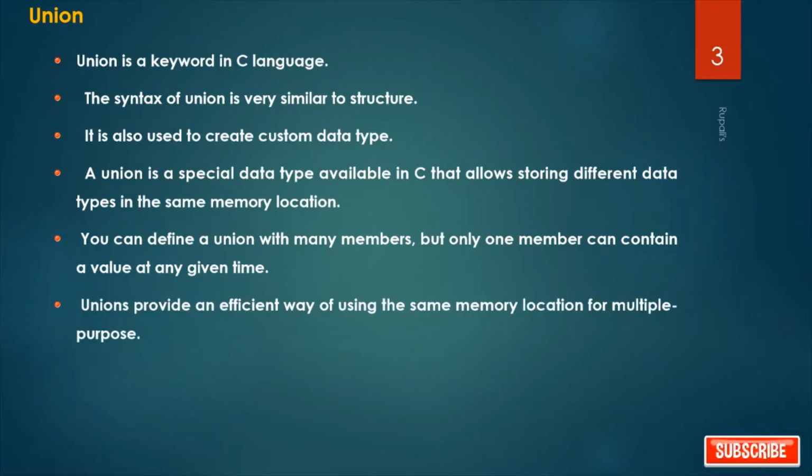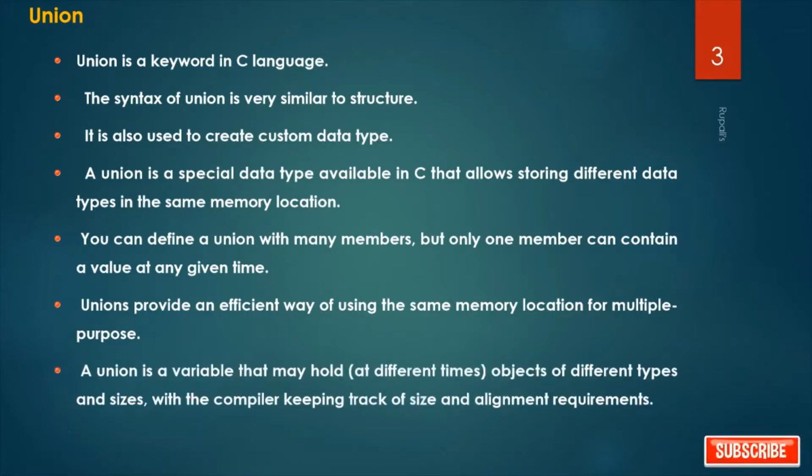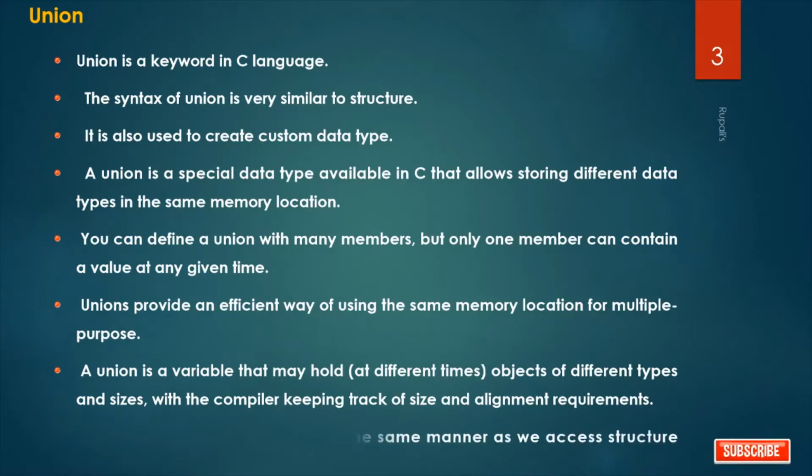By union, we can save memory and we can share memory, and it gives an efficient way to share memory for multiple purposes. A union is a variable that may hold at different times objects of different types and size, with the compiler keeping track of size and alignment requests.